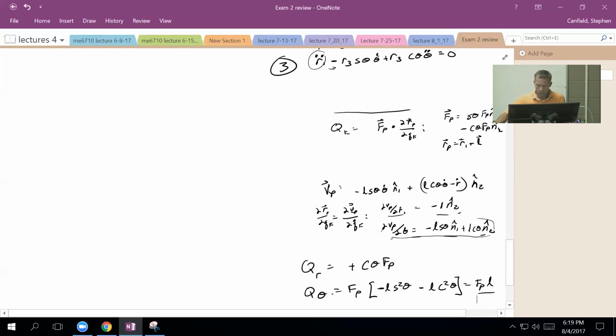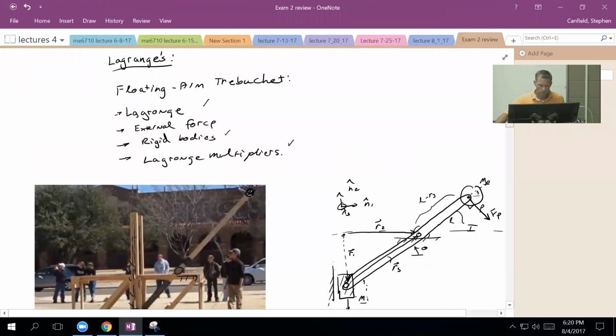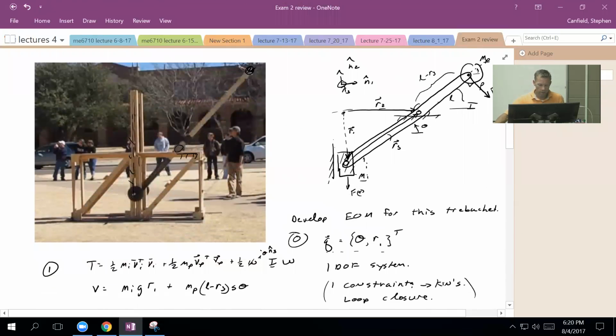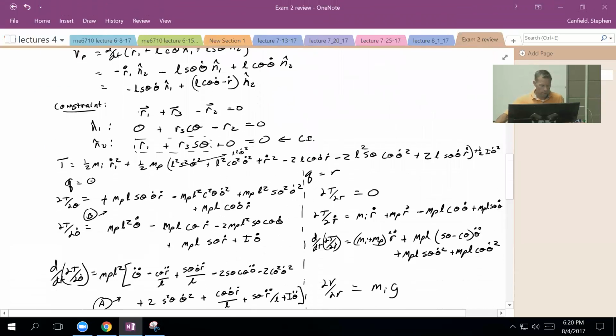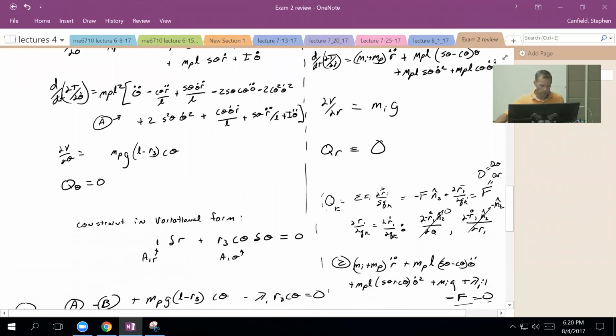Okay. Well, that's a fairly complete review. We've considered, and then of course we had these terms in. So let's go back and see what we've considered again. We looked at Lagrange, considering external forces, rigid bodies, Lagrange multipliers, Lagrange's equations. We have to choose our generalized coordinates, write our energies, take the partials, and then combine according to Lagrange's equations.